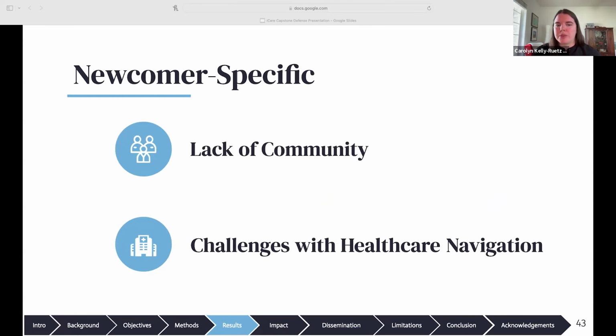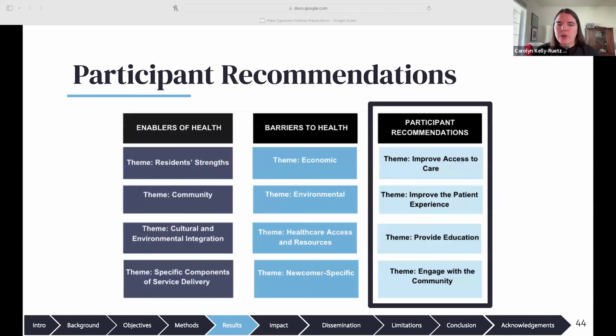Newcomers in Lower Central Hamilton described additional barriers to their health, including a lack of community and challenges with healthcare navigation. The third category of our results is participants suggested recommendations about how care delivery in Lower Central Hamilton could be improved to better meet residents' health needs. We propose that these recommendations could be implemented within primary healthcare settings to achieve the goal of addressing residents' social determinants of health.